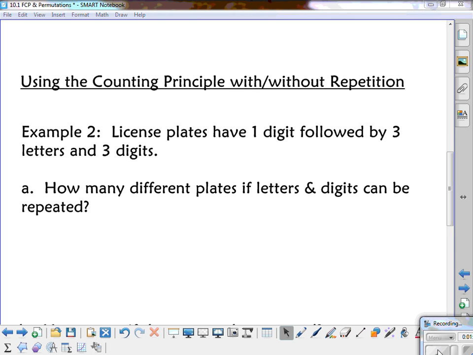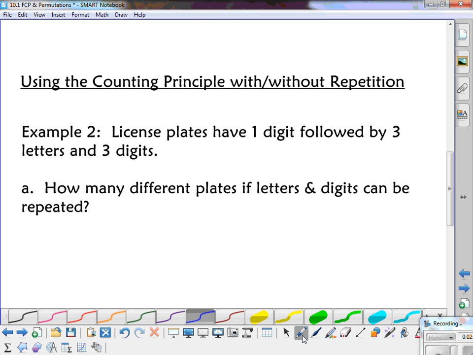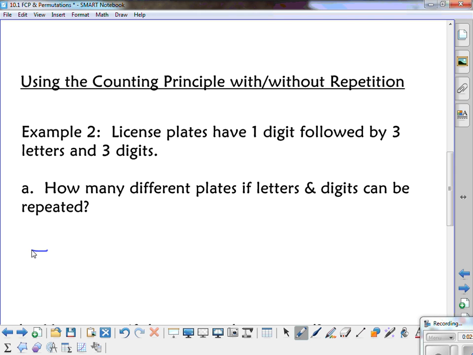All right, so here in California, our license plates have 1 digit followed by 3 letters and then 3 digits after that. So we're going to figure out how many different license plates they could actually make if we can repeat letters and digits. So in other words, it's okay to have it be 1, AAA, 111, right? We're okay with repeating them. So I've got my digit, 3 letters, and then 3 digits.